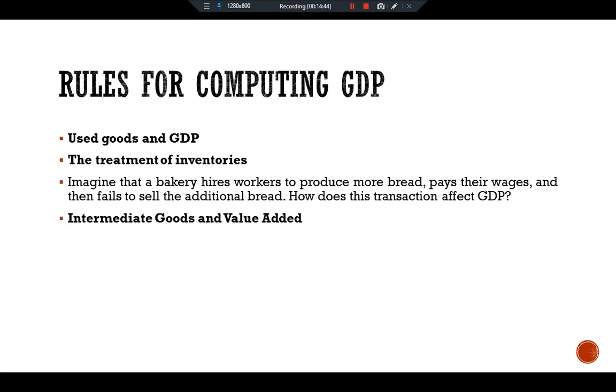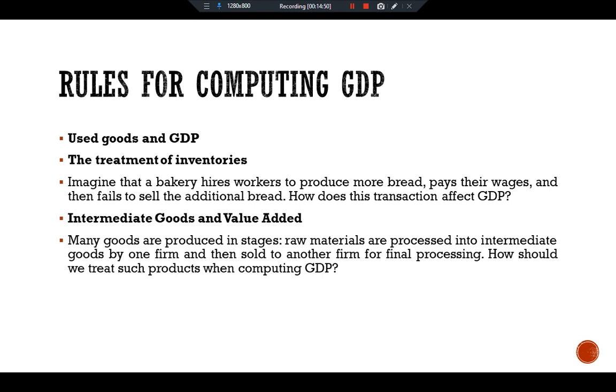Now, talking about intermediate goods and value added, many goods are produced in different stages, like raw materials that are processed into intermediate goods by one firm and then sold to another firm for final processing. How should we treat such products when computing GDP? For example, suppose a cattle owner sells a quarter pound of meat to McDonald's for $0.50, and then McDonald's sells you a hamburger for $1.50.